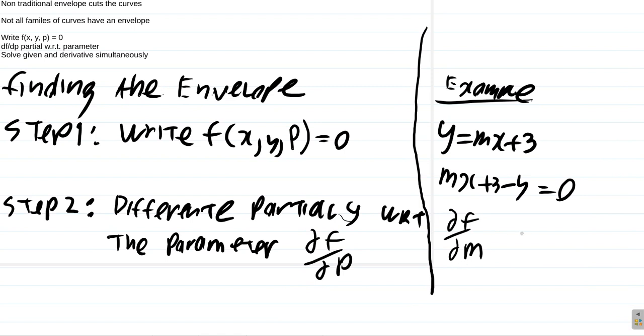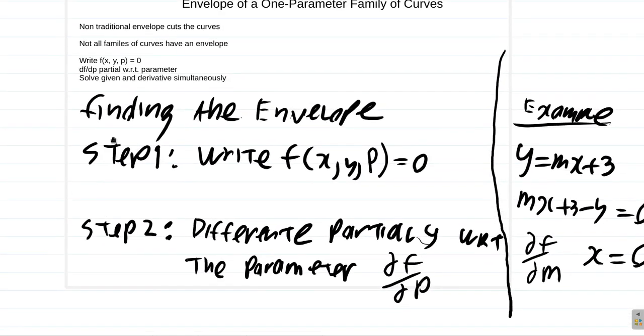So in this case, what we have on the left hand side, you differentiate. What we're going to get is x, because x is a constant, y is a constant for now, at least, and 3 is always a constant. So when you differentiate 0, we get 0. So x equals 0. So that's what we get. And then, as outlined up here, solve the given and the derivative simultaneously.